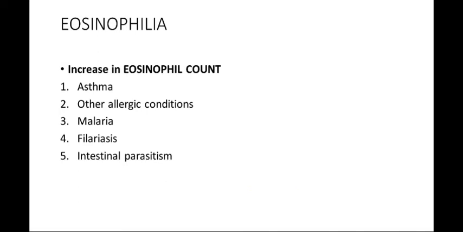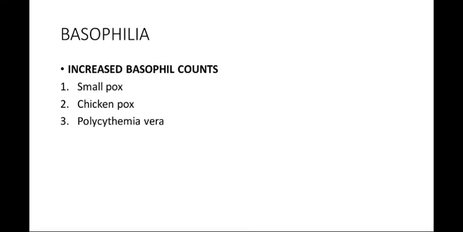Then we will see eosinophilia. Eosinophilia is increase in eosinophil count and it occurs in number 1, asthma. Other allergic conditions, it increases during malaria, filariasis, and it occurs during intestinal parasitism and also in scarlet fever. Now we will see basophilia. What do you mean by basophilia? Basophilia is increase in basophil count and it occurs in smallpox, chickenpox and polycythemia vera.